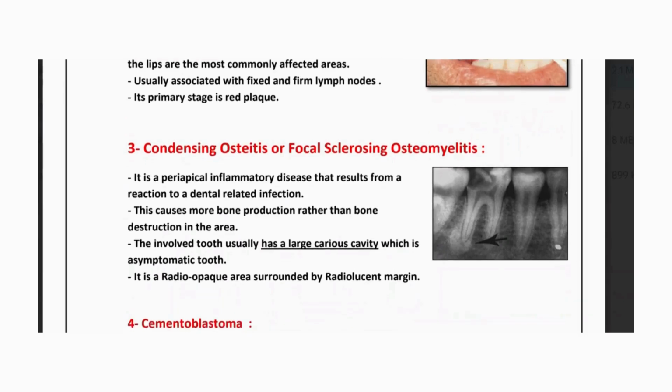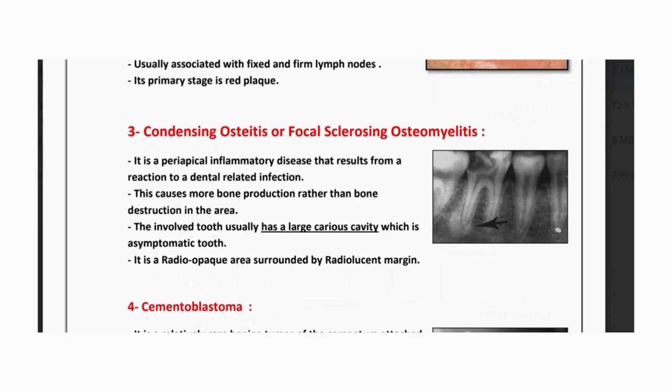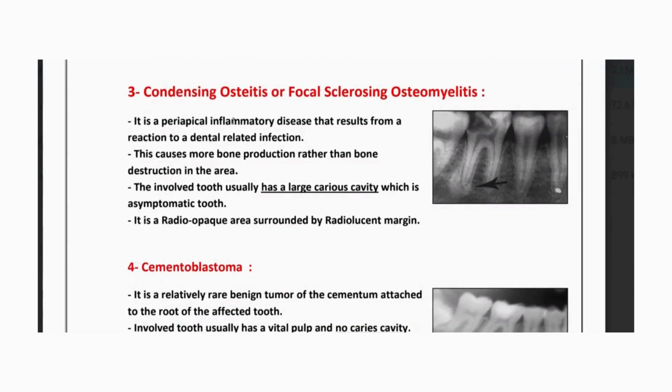Next thing which we'll be talking about is condensing osteitis or focal sclerosing osteomyelitis. I know it's not a tumor, but it's important to mention here because it is most commonly confused with cementoblastoma, which is again a type of benign tumor of cementum. So familiarize yourself with all the names of the tumors. You should definitely know the common ones, but just give it a read to the other names as well. They may trick you like that.